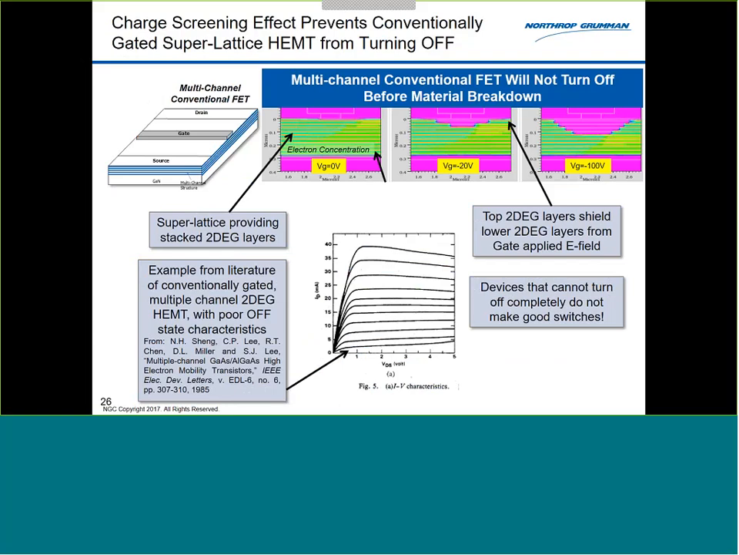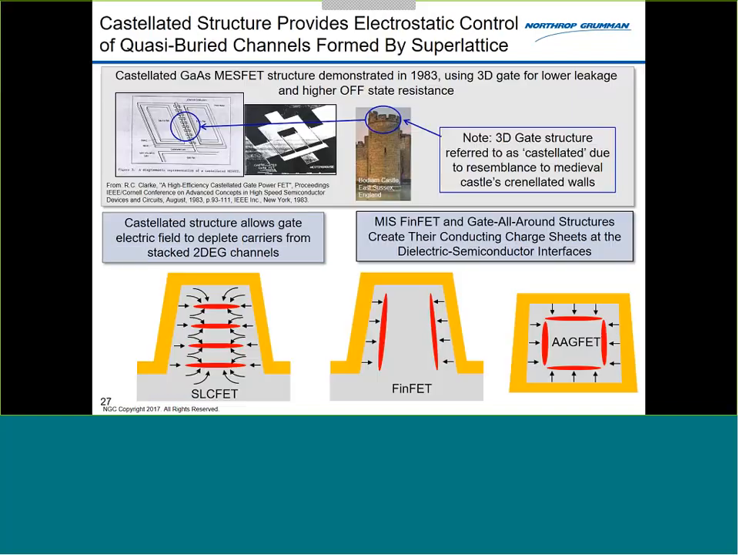People started working with super-lattices on FETs back in the 80s. The problem is that they don't really turn off. This is a Silvaco simulation up there on the right. The green shows electron density, and what that's showing is that it's depleting out as you increase the gate bias. But I can't deplete out all these channels of electrons without exceeding the critical field strength of my underlying material. My device fails and the smoke comes out. And so that's why I go to this 3-dimensional structure.